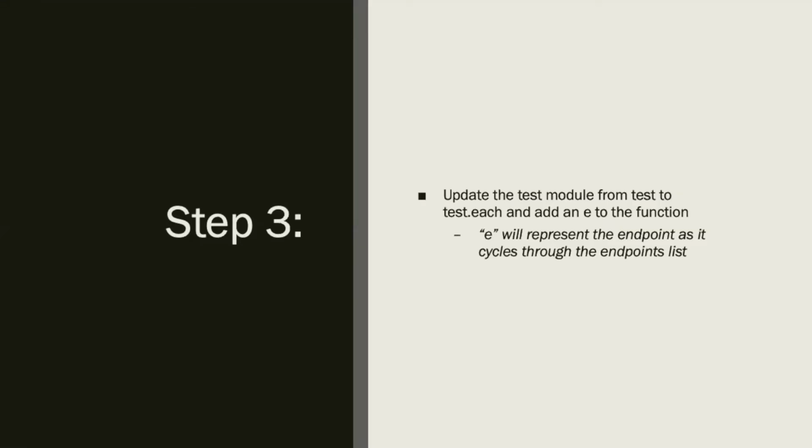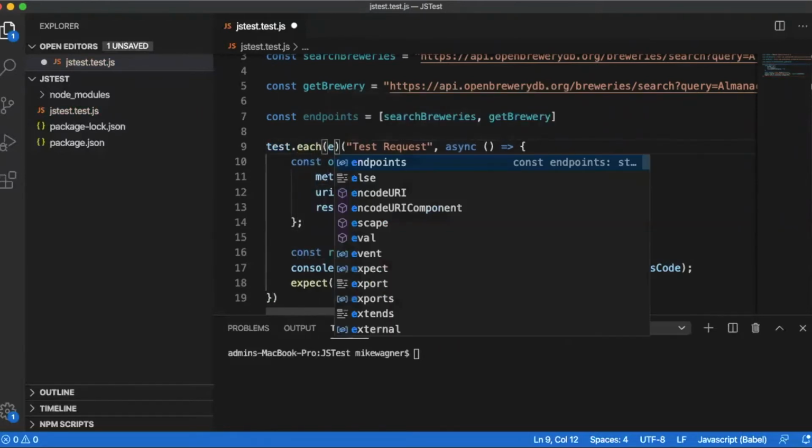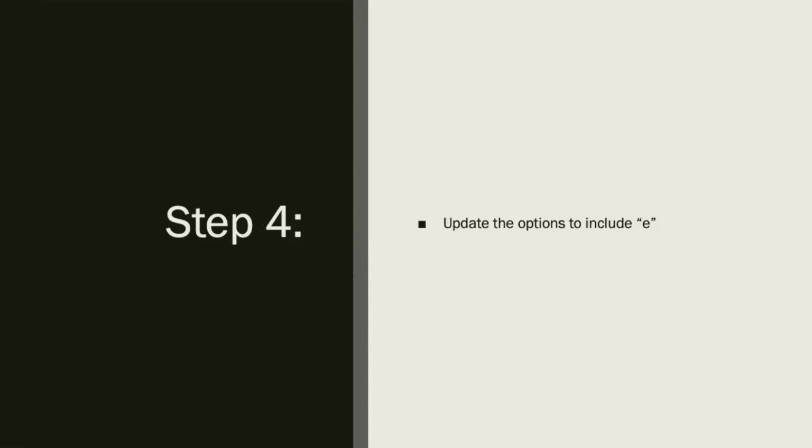We now need to update our test to use the test.each method. The test.each method allows us to write our test once and pass data in. We will then add E to the function. E will represent the endpoint as it cycles through the list of endpoints. We can now update the endpoint parameter within options with E.